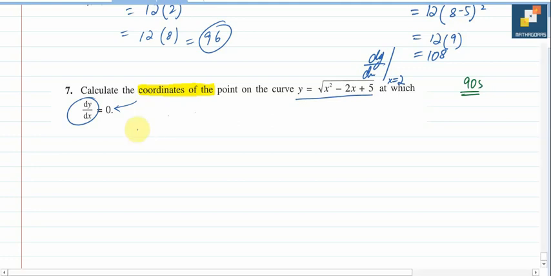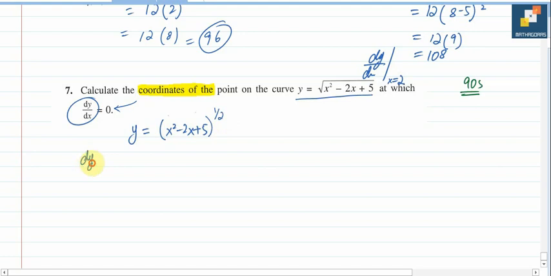Alright, the equation of the curve we have is y equals under root x square minus 2x plus 5. And instead of under root, I can say that the power is 1 divided by 2, right? Now we can start the differentiation.